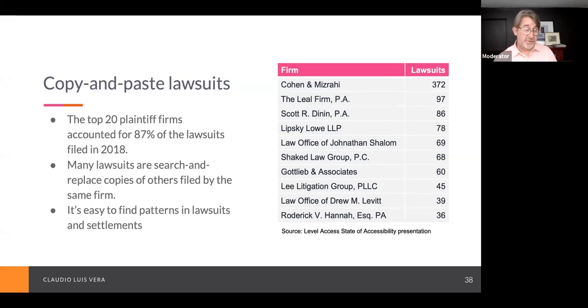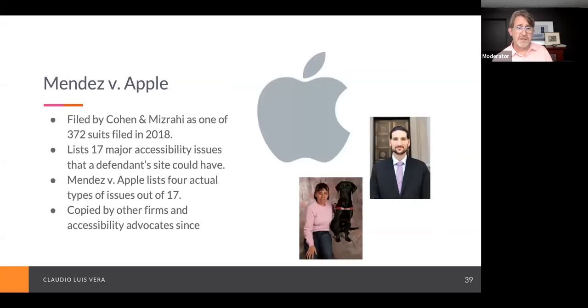They're mostly search and replace cases or lawsuits, because attorneys don't like spending a lot of time writing a case from scratch. So they'll go and look at what's out there, who's won, and they're going to model their case after one that's already been written. So it's pretty easy to start finding patterns in the lawsuits and in the settlements.